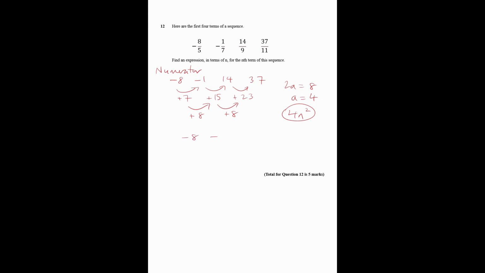So I'm going to write out the original: minus 8, minus 1, 14, 37. And I'm going to take away 4n squared. That's my quadratic element. When n is 1, 4n squared is 4. When n is 2, n squared is 4, times 4 is 16. N is 3, n squared is 9, 9 times 4 is 36. And then n is 4, 16 times 4 is 64. And I'm going to take away the quadratic from the original.